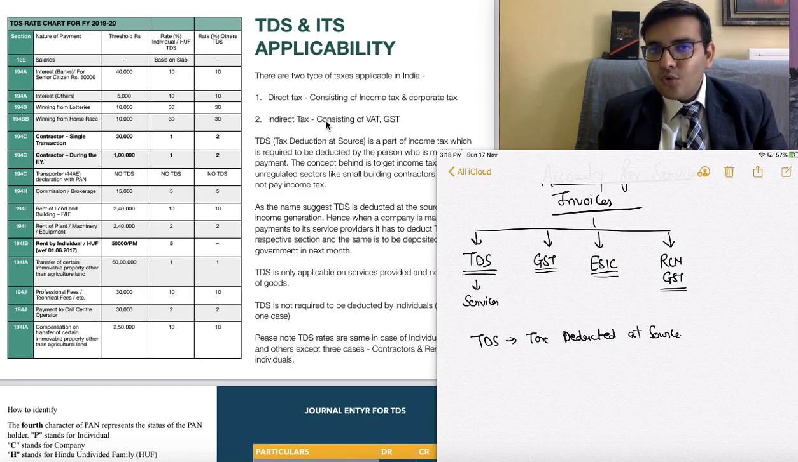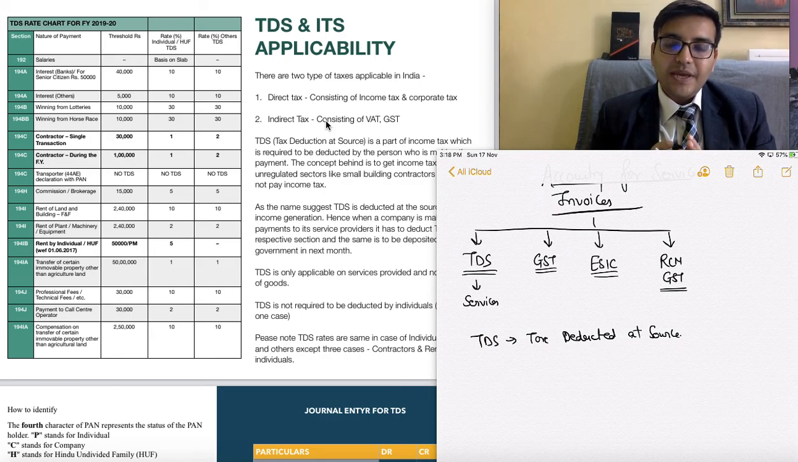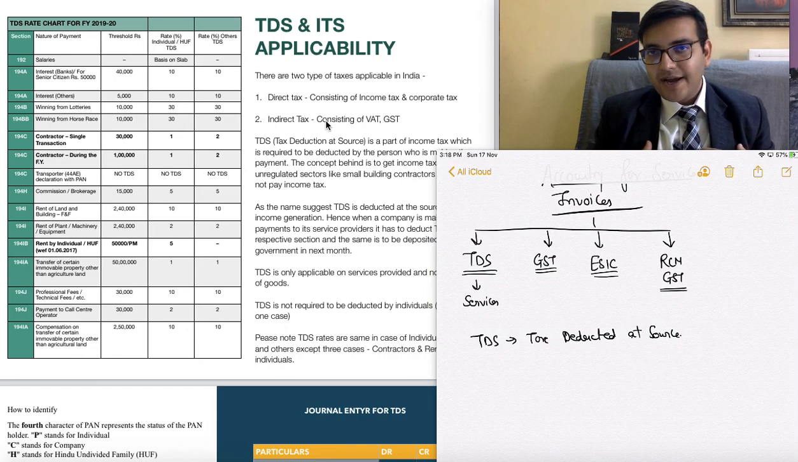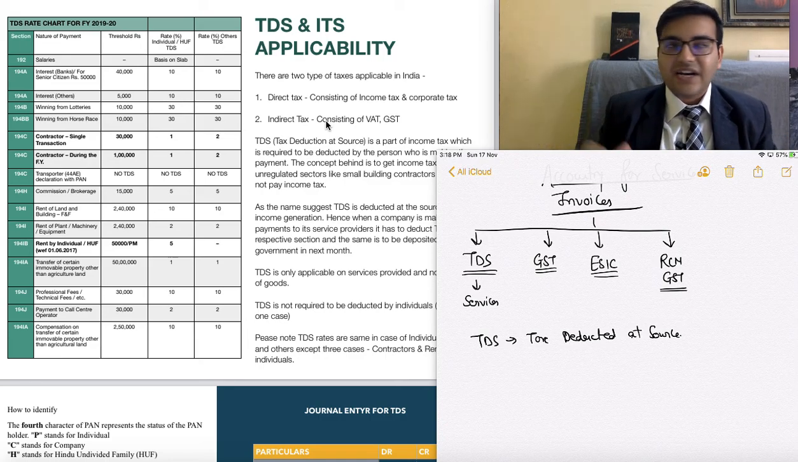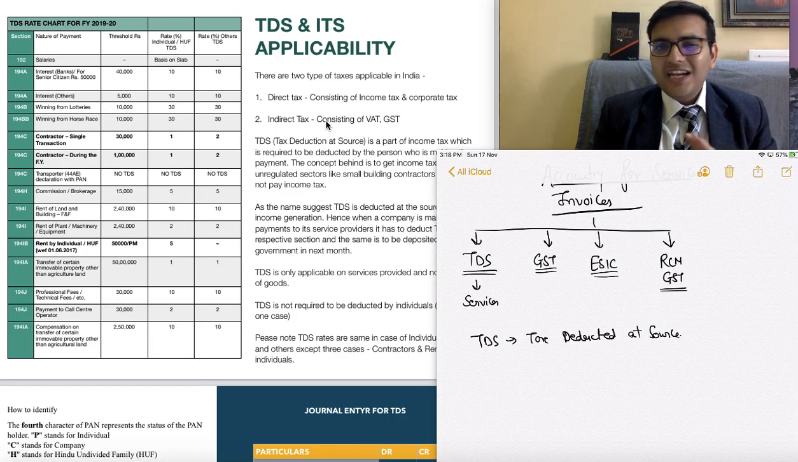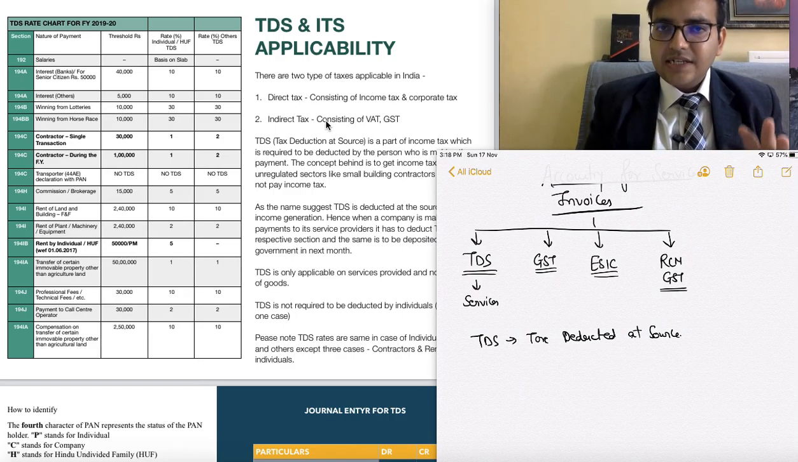Now, on whom is it applicable? Number one, any company who is making the payment. Remember, if an individual, like I am making my house, in the capacity of an individual with no company involved, I'm just calling one contractor and making the payment. I do not have to deduct TDS, right? Any individual who is making any payment to anyone doesn't have to deduct this TDS.